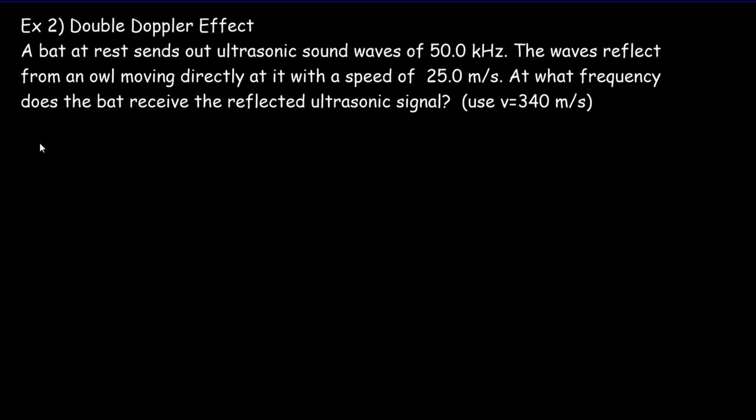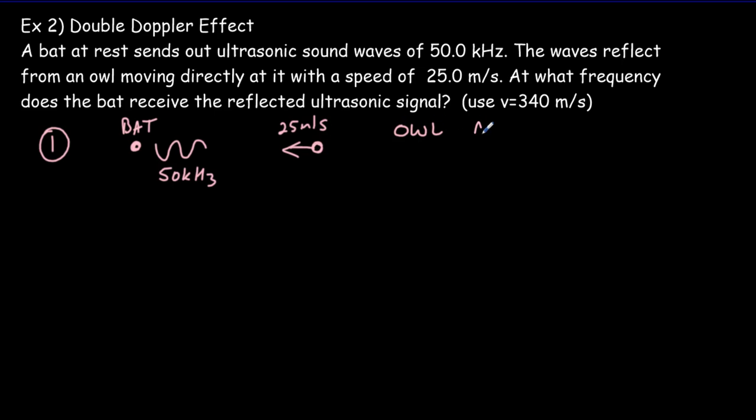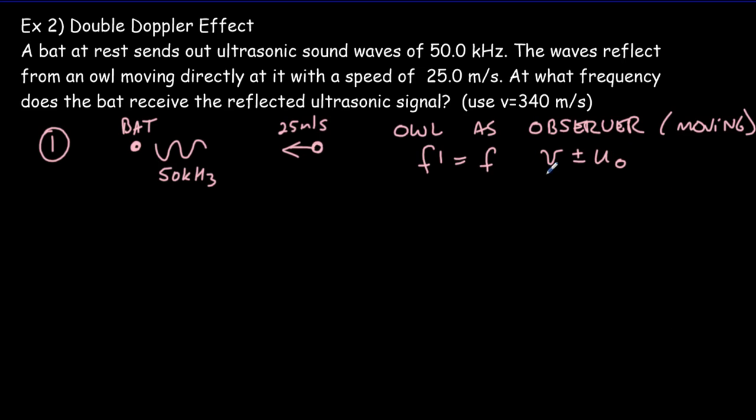So your first shift, you can imagine the bat here, and you've got the owl moving towards the bat at 25 meters per second. And the bat is sending out a signal of 50 kilohertz. So in step 1, you want to treat the owl as the observer. So the owl is moving, so it's a moving observer problem. So we'll use that f primed equals f times v plus or minus the speed of the observer divided by the speed of the sound waves.